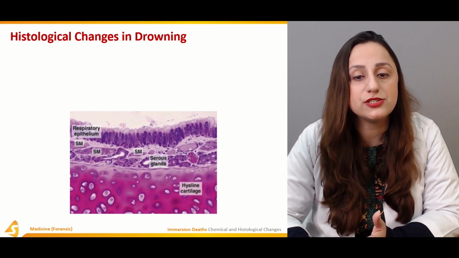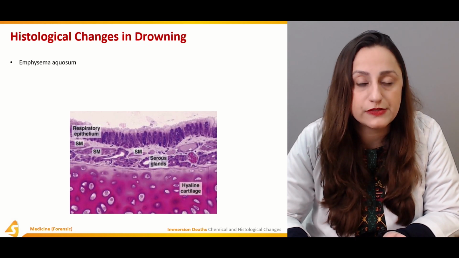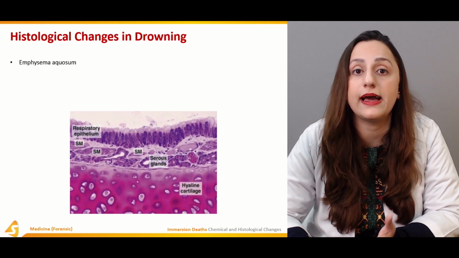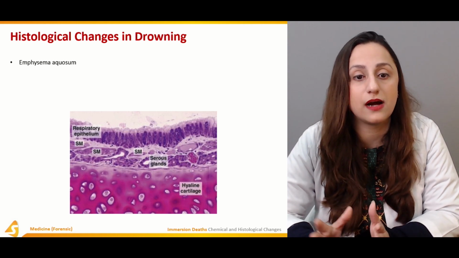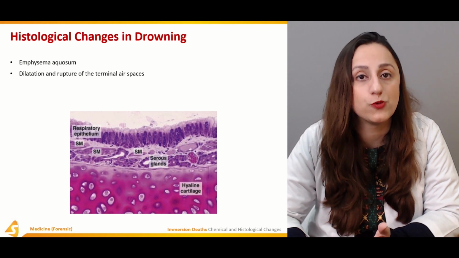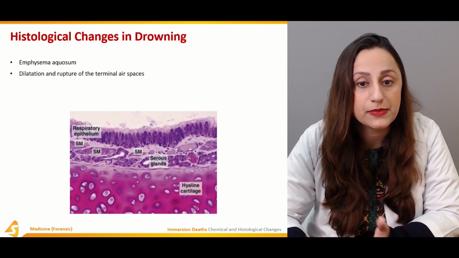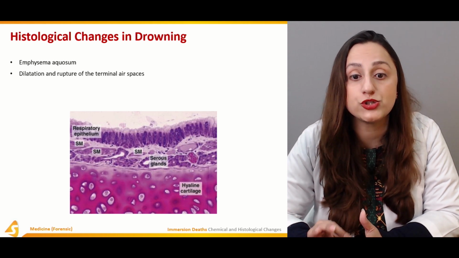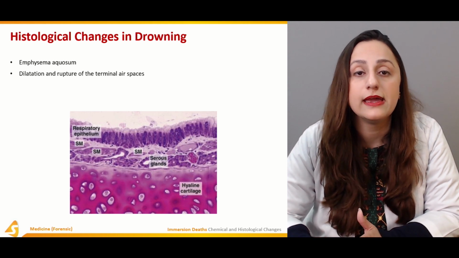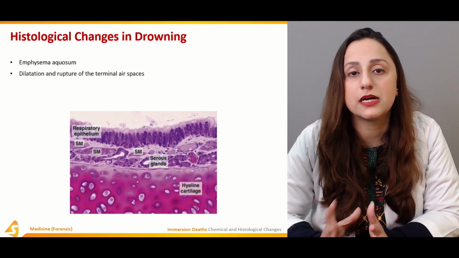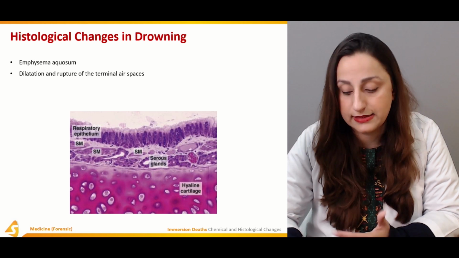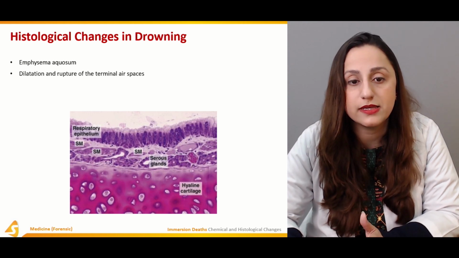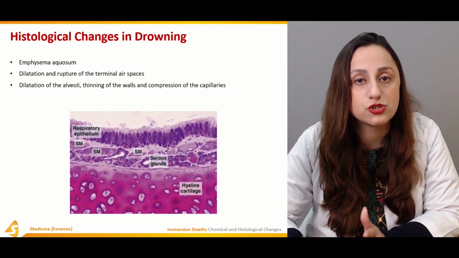The histological changes in drowning are also very important. First of all, there is emphysema aquosum, which is the hyperinflation of the lungs. The dilatation and rupture of the terminal air spaces are again very important, and they are going to be marked at the autopsy. If the pathologist marks these findings, then we are going to write them down in the autopsy report.